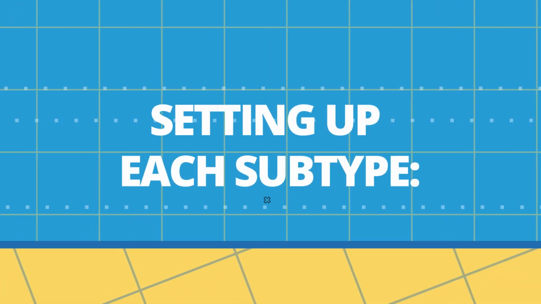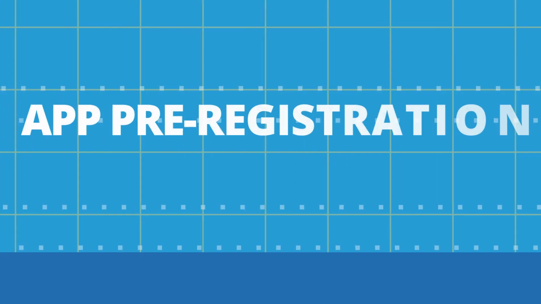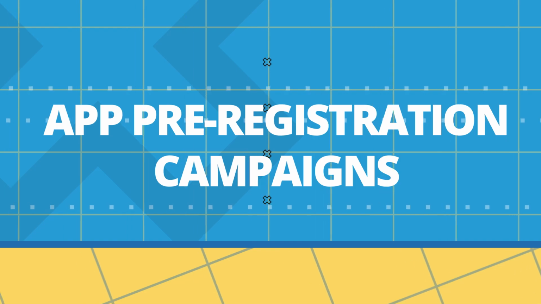Let's move into setting up each subtype. I'm going to walk you through setting up each subtype so you know the specifics, how to use them well, and you know what assets you'll need to create. Let's start with app pre-registration campaigns.